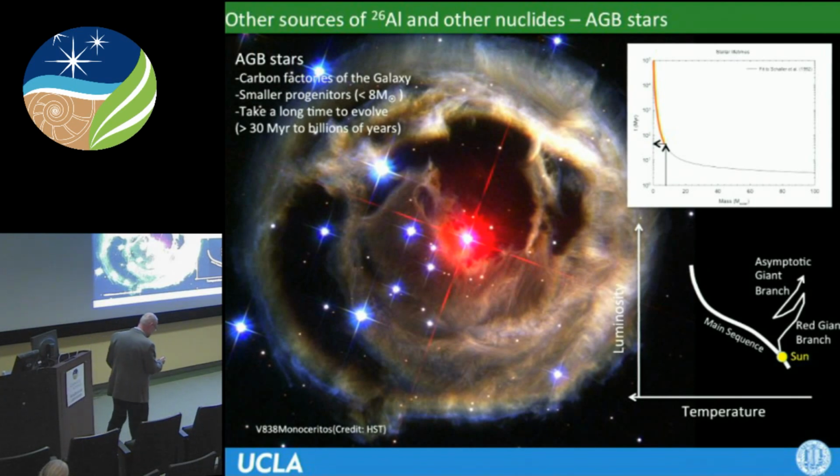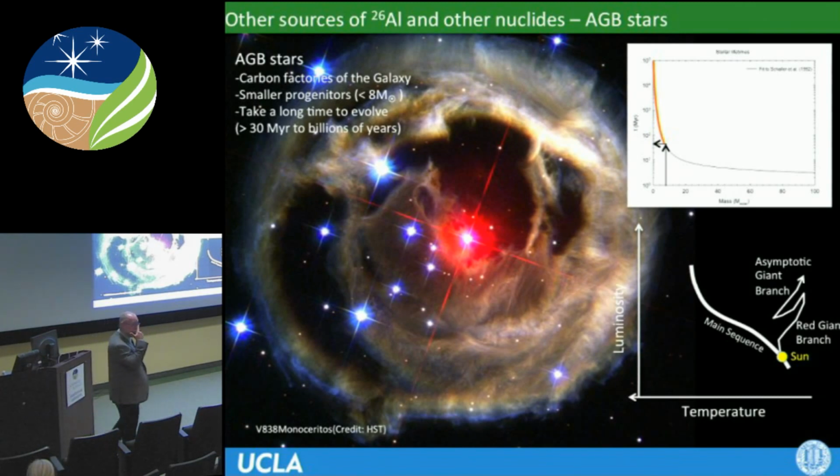So one possible source is AGB stars. This is an image of an AGB star. An AGB star is one that evolves off of what's called the main sequence on the HR diagram. This is temperature versus luminosity. The sun sits on the main sequence. Eventually, the sun will puff up to a red giant, and if it's a little bit larger than the sun, it'll shrink down and puff up again in what's called the asymptotic giant branch. That's the AGB. When these AGB stars go through this phase, they eventually throw off their outer shells, and some of the stuff they throw off is aluminum-26.